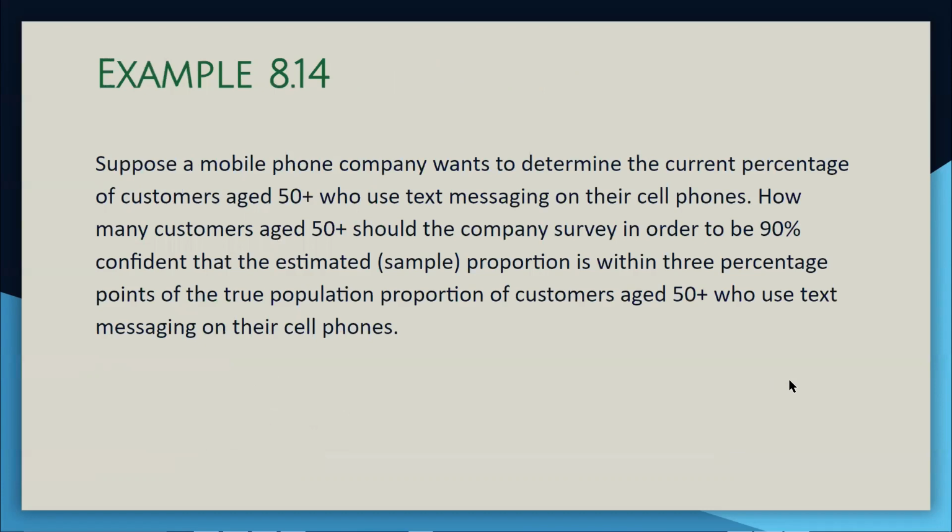Okay, so our example says, suppose a mobile phone company wants to determine the current percentage of customers age 50 plus who use text messaging on their cell phone. How many customers age 50 plus should the company survey in order to be 90% confident that the estimated proportion is within 3 percentage points of the true population proportion of customers age 50 plus who use text messaging on their phone?